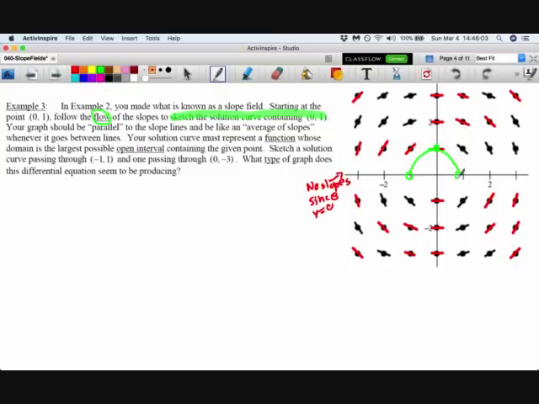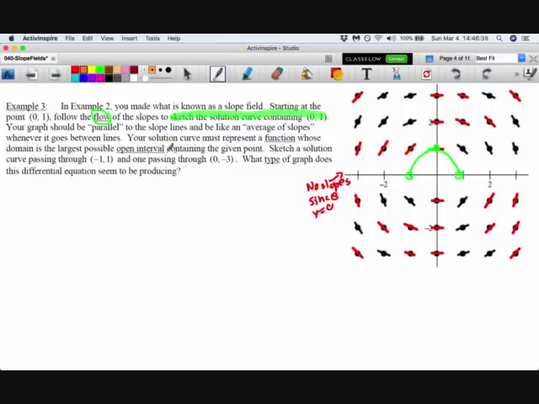Getting something like this. That'd be right. So again, my graph is parallel to other slope lines, and it should be like an average of slopes when it goes between. So we'll do one more together. Our solution curve must be a function. So again, if I did what most students' first instincts is, and I went around, no longer a function because it doesn't pass the vertical line test. I hope you didn't draw that.